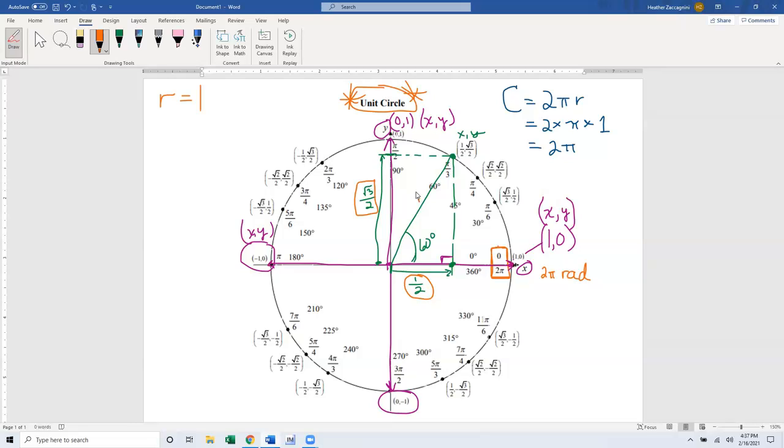How do I know that? Well, it's the unit circle, and the hypotenuse is a radius, right? The hypotenuse is going from the center to the edge of the circle straight out. Well, that is a radius, so that would be 1. So I know everything I need to know about this triangle.